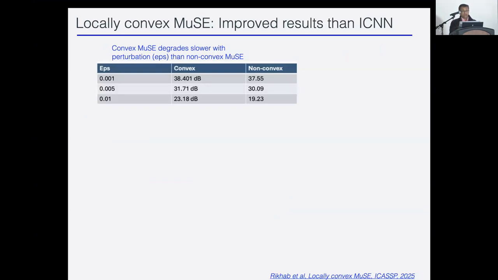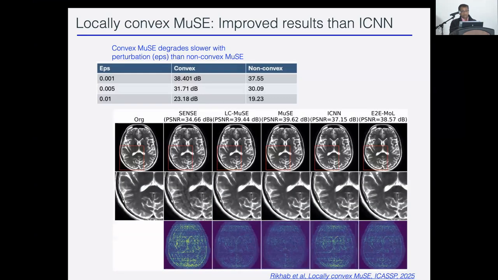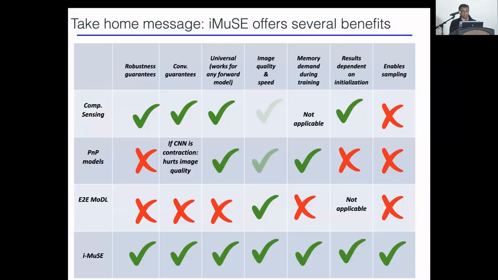I mean, it's not only in the guarantees. We compared the convex and the non-convex methods. And again, these are preliminary results, but they show that there's some benefit in adding these constraints. It can give you improved robustness to perturbations. And here again, just to show the performance, it's a little bit smaller than the non-convex MuSE, but it's not significantly worse.